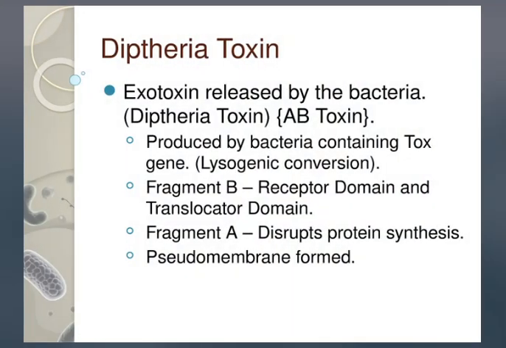Let's talk about the diphtheria toxin itself. It's an exotoxin classified as an AB toxin, meaning it has two parts with different roles. Only bacteria carrying the tox gene produce this toxin, a result of lysogenic conversion. Fragment B is responsible for binding and entering host cells, while fragment A disrupts protein synthesis inside the cell. This disruption leads to the formation of a pseudomembrane, a hallmark of diphtheria infection. Understanding this toxin is crucial because it explains much of the disease's severity.